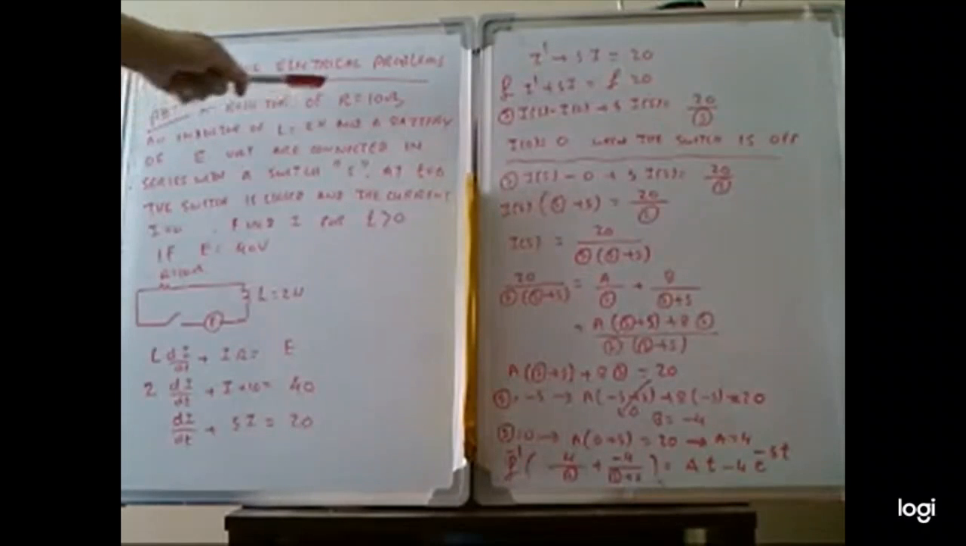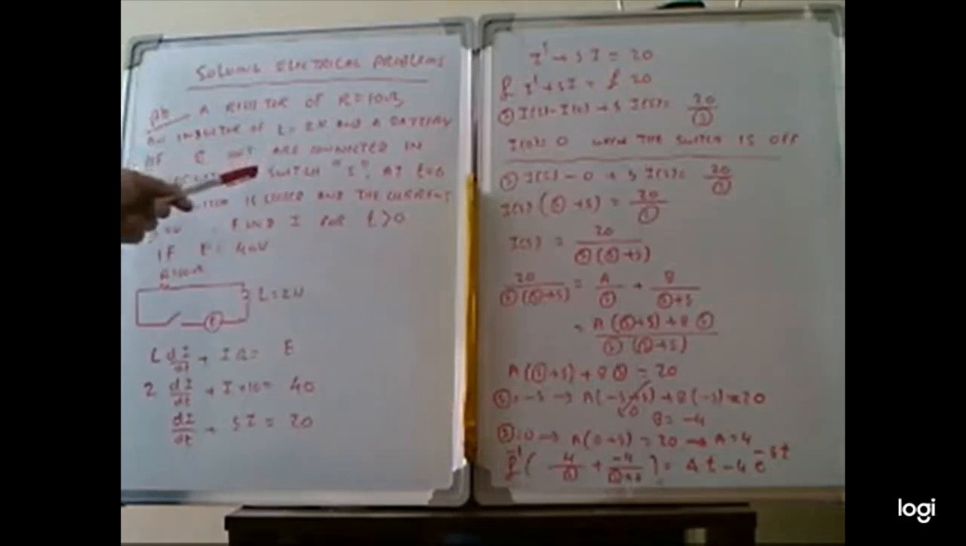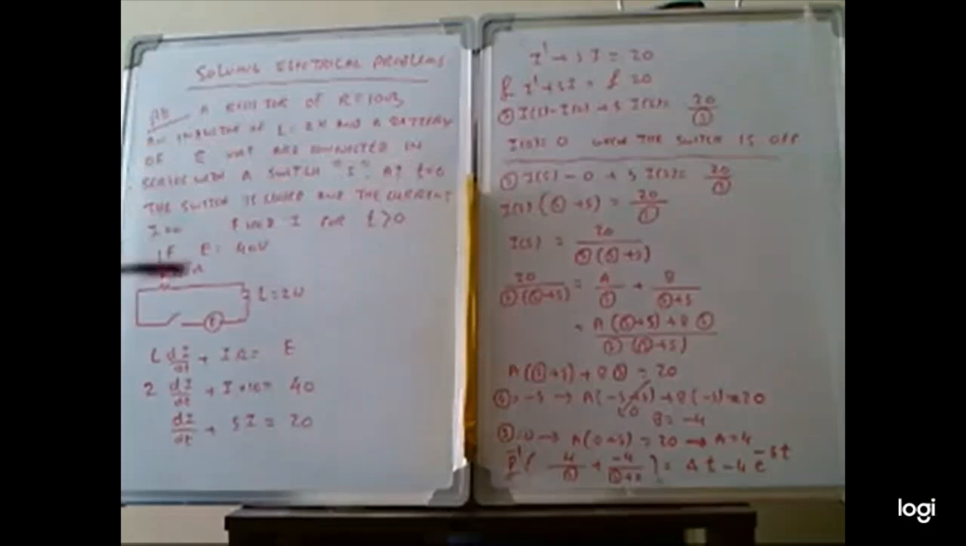A resistor of R equal to 10 ohm and an inductor of L equal to 2 Henry and a battery of E volts are connected in series. Switch S, at t equal to 0, the switch is closed.